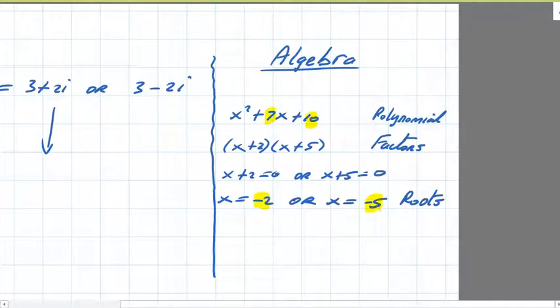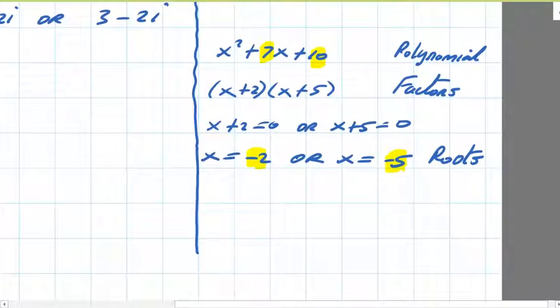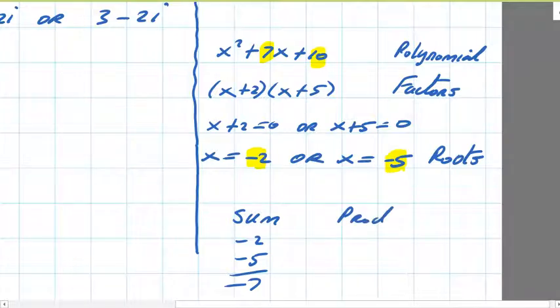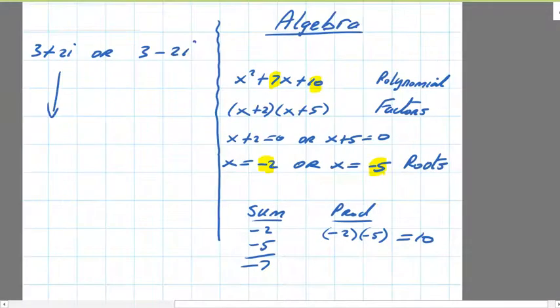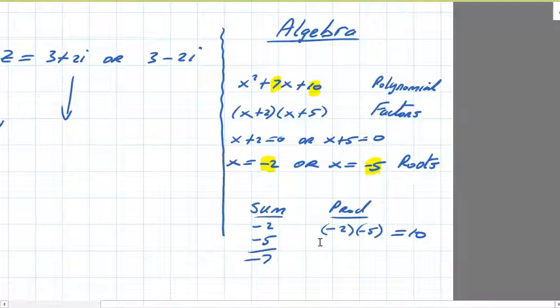And what you'll spot is, if you add your 2 roots, minus 2 and minus 5, the sum gives you minus 7. And the product, if you multiply them, minus 2 multiplied by minus 5, you get plus 10. And you'll notice that the sum is basically the number in front of x in the polynomial, except the sign has changed. And you'll notice the product is the number on its own there.